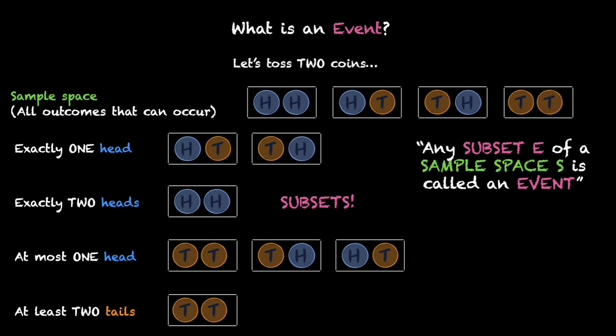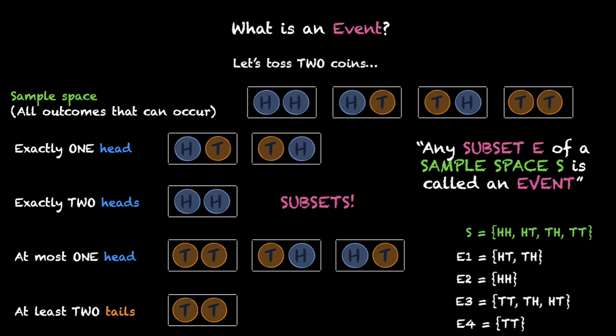And this is how you'll see them in your textbooks. You'll see them written in the set notation. So we have the set S, which is the sample space, which has these four outcomes. And then you have these four events, which are subsets, and that's the keyword, which are subsets of the sample space. So that's it. Events are subsets of sample space.